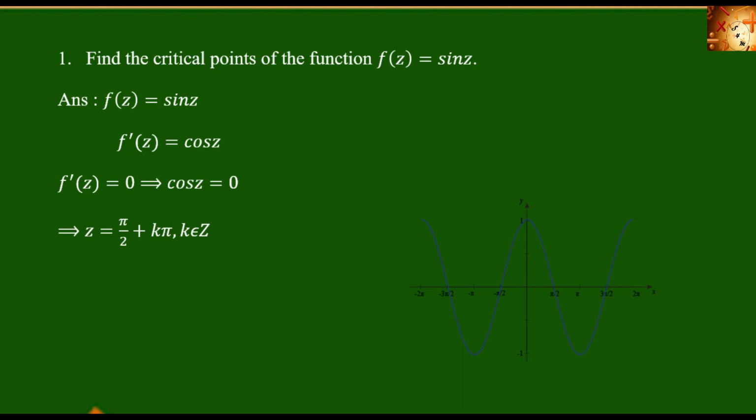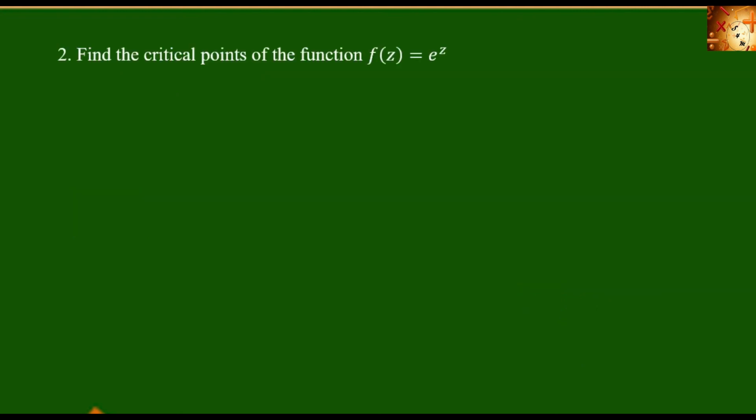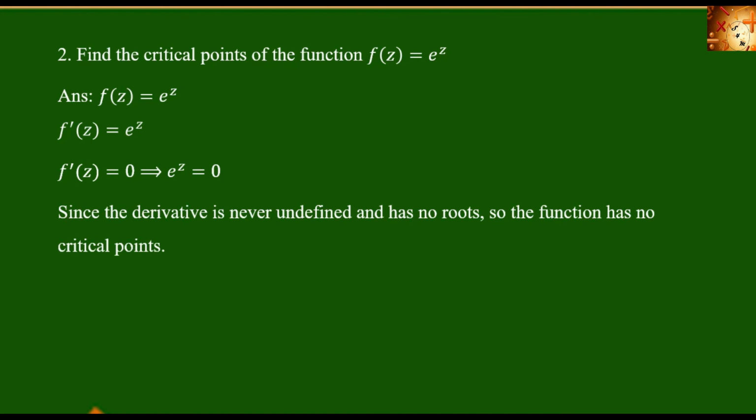Similarly, next problem, find the critical points of the function f of z equal to e raised to z. Here the critical points are given by f dash of z equal to 0. f dash of z equal to e raised to z. That is, e raised to z equal to 0 gives no value of z, since the derivative is never undefined and has no roots. So the function e raised to z has no critical points.